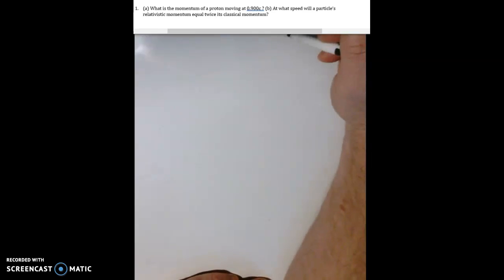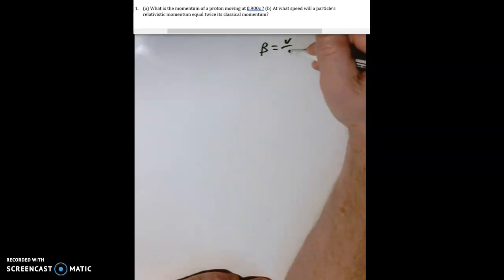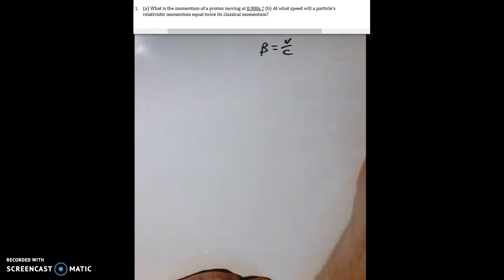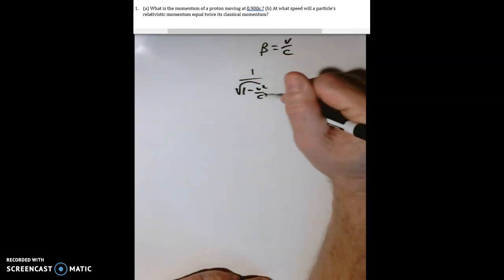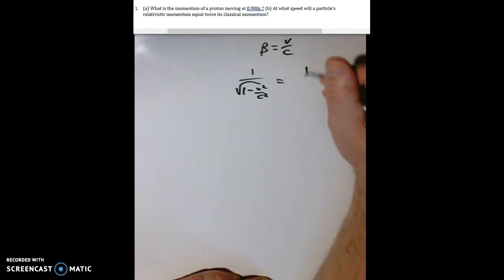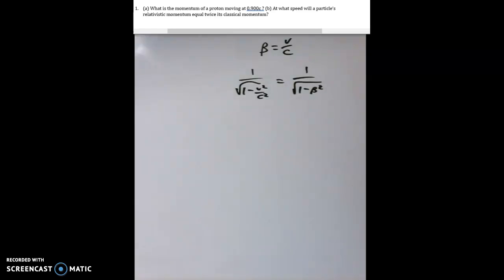Before I get into this, I want to talk about some alternative notation that we haven't seen before. Often the velocities are given as a fraction of c, and that term is sometimes written as beta, which is equal to the velocity divided by the speed of light. Since v over c appears in the Lorentz factor, we can write the Lorentz factor this way: 1 over the square root of 1 minus v squared over c squared is equivalent to 1 over the square root of 1 minus beta squared. And that can sometimes save you a little bit of trouble when you're solving these problems.